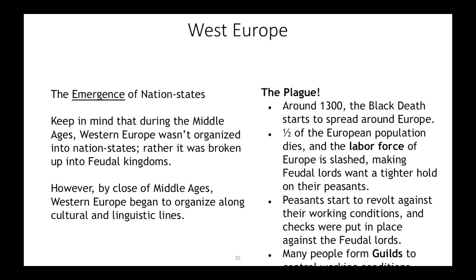Before I do, though, I just want to talk about the plague at the same time in Western Europe as states are starting to develop, and we'll talk about what a state is in a bit. The plague is causing a lot of havoc. The Black Death starts to spread across Europe in 1300, and actually a third of the European population dies. And we'll talk about the significance of this, especially when we get into the Mongols, as kind of a consequence of connectivity.